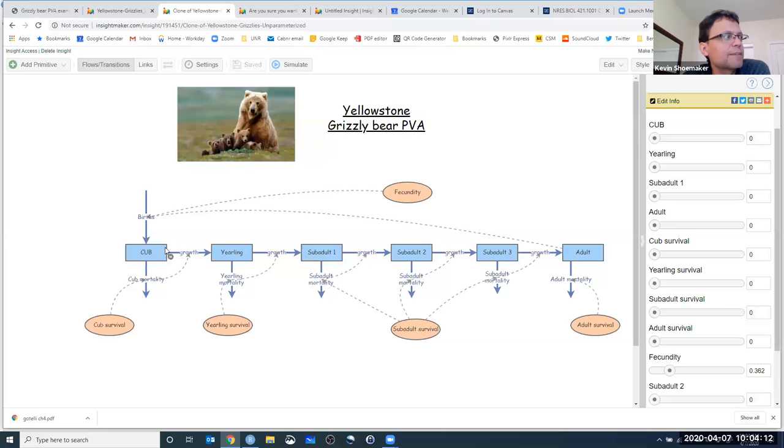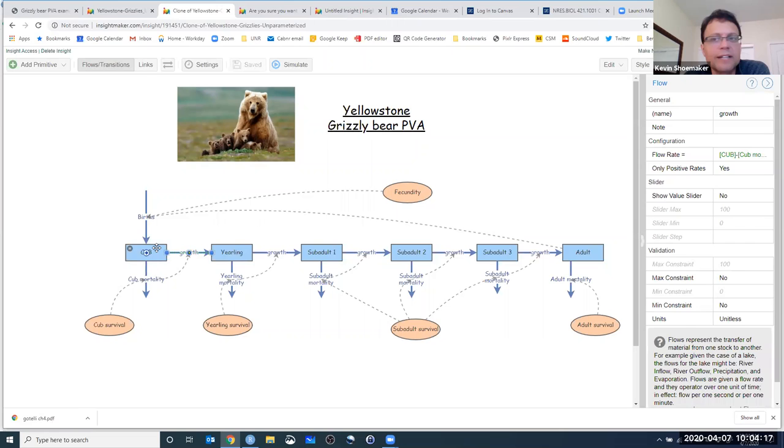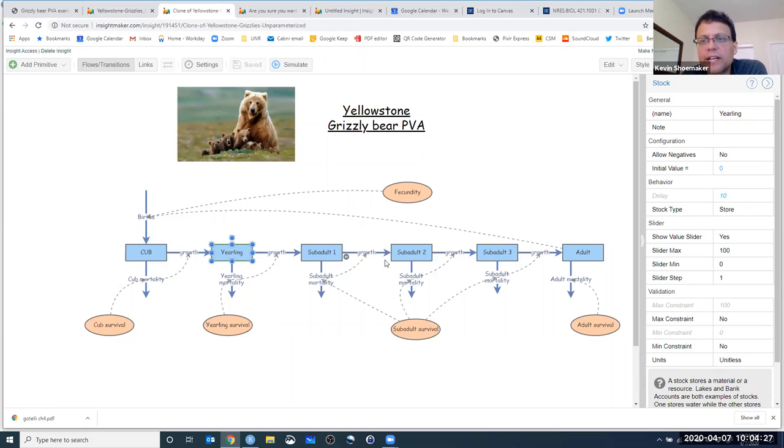I mean, so you have these different stocks. This flow represents the process of cubs transitioning to yearlings. This process represents the yearlings transitioning to subadults, and so on and so forth. So it's fairly simple to understand. And you can go through the exercises. The exercises just involve parameterizing the model with the low density vital rates and answering or exploring what the implications are there, and then changing the vital rates to represent those vital rates that were estimated when the population got larger. Trying to figure out what changed between the two, which vital rates changed the most.